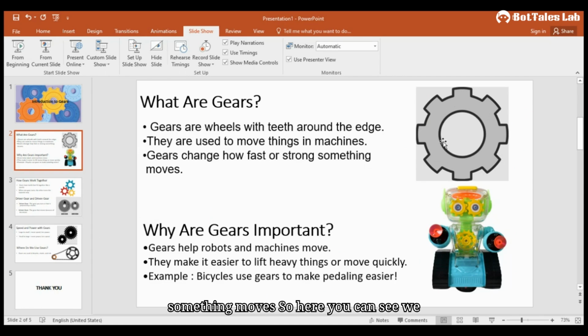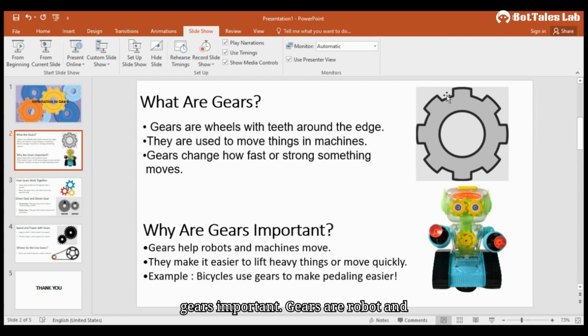Here you can see a gear. These are all the teeth of our gear, on the edges. Gears are used to move the machine. We can use gears for moving machines. Whatever rotating machines there are, in everything gears are there. Gears can change how fast or how strong something can move.